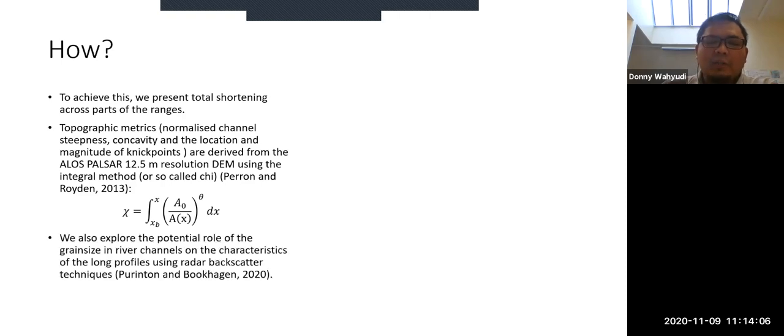And we're also trying to explore the potential role of grain size in river channels using a backscatter radar analysis technique, which was recently published by Printon and Bookhagen.